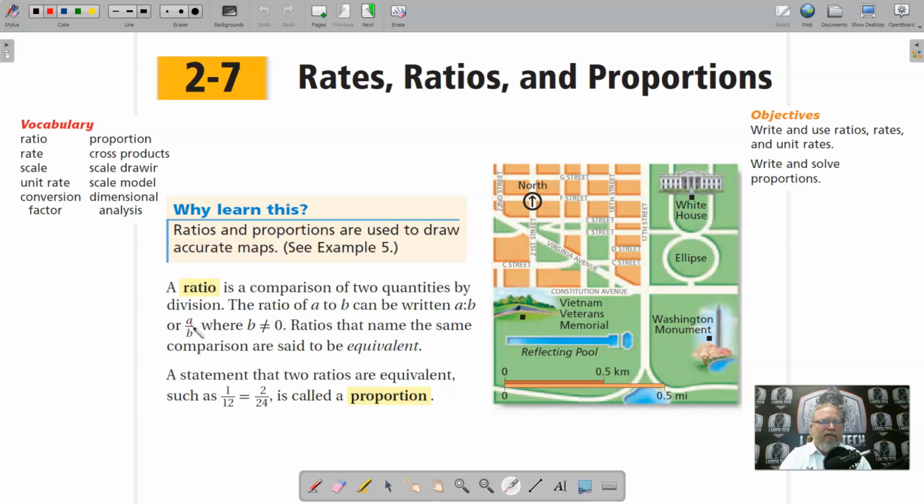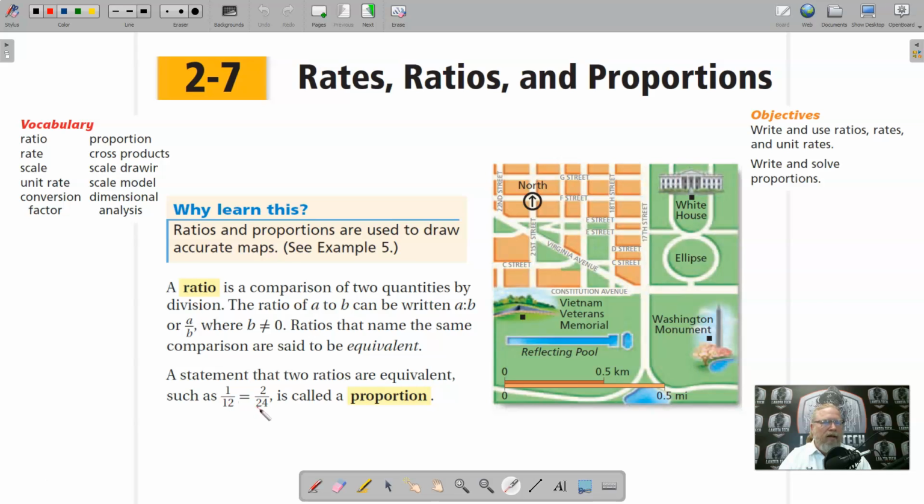Remember that every fraction is a division problem, so A over B is one way that we can represent a ratio. Ratios that name the same comparison are said to be equivalent. A statement that two ratios are equivalent, such as 1 over 12 is equal to 2 over 24, is called a proportion. Note that if we divided 1 by 12, we would get the same result of dividing 2 by 24. I know this because to get from 1 to 2, we would multiply by 2, and if you multiply 12 by 2 as well, you would get 24, so I know that these two ratios are proportionate to one another.